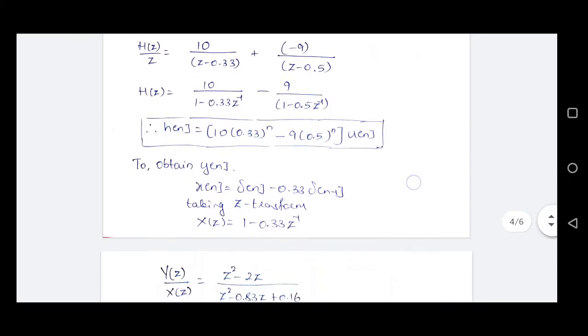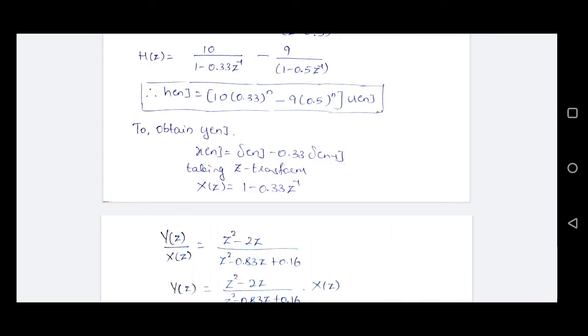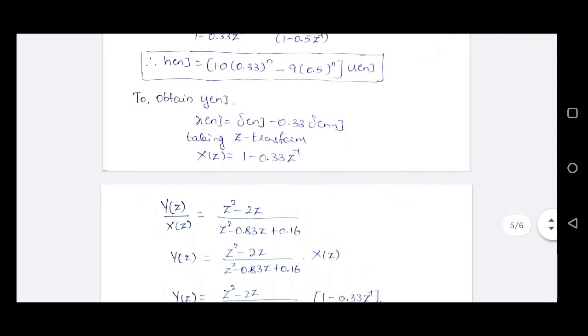Now to obtain the output y of n for the input x of n equals delta n minus 0.33 delta n minus 1, first we'll take the z transform of the input, which will give us X of z equals 1, because 1 is the z transform of the unit impulse function delta n, minus 0.33 z to the power minus 1, because we have delta n minus 1, a delayed unit impulse function, and its z transform will be z to the power minus 1, and 0.33 is the coefficient or the constant associated with it.